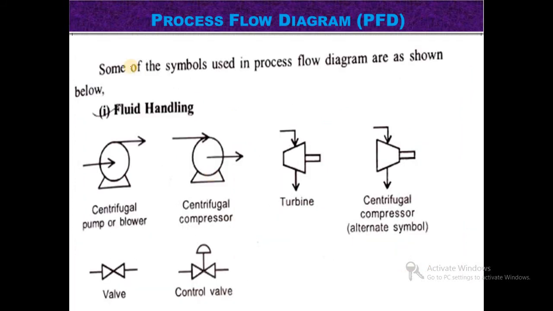Then we will see some symbols used in the process flow diagram. First one is fluid handling. The first symbol is a centrifugal pump or blower, which is represented like this. Then the centrifugal compressor is represented like this. Then turbines are used by this symbol. Then the valve, and the control valve, are represented by this symbol. So these are the fluid handling symbols, that is, the flow of the liquid is handled by these symbols.